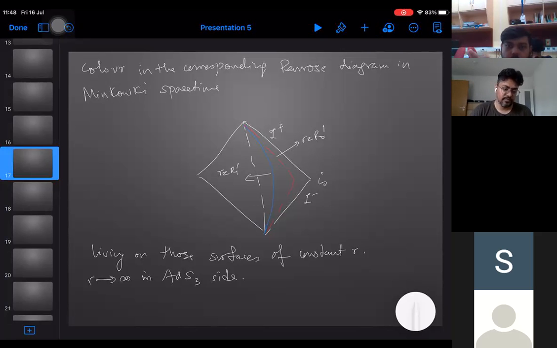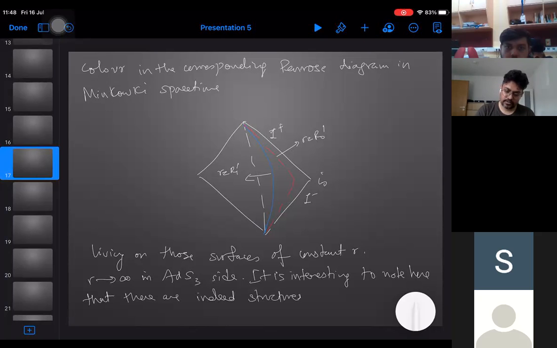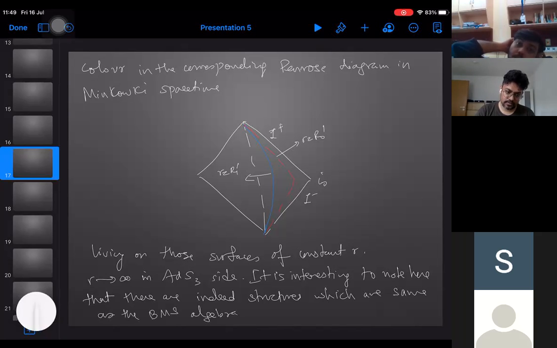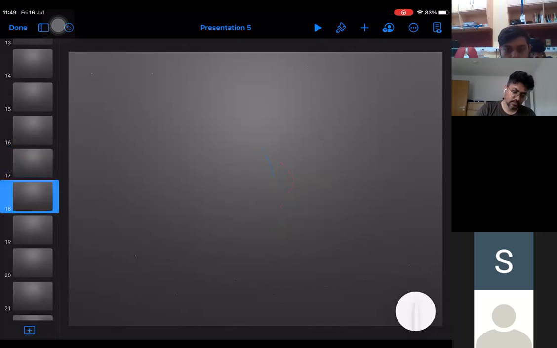Yes. So it is interesting to note here that there are indeed structures which are the same as the BMS algebra, which exists at spatial infinity, that is given by I0.